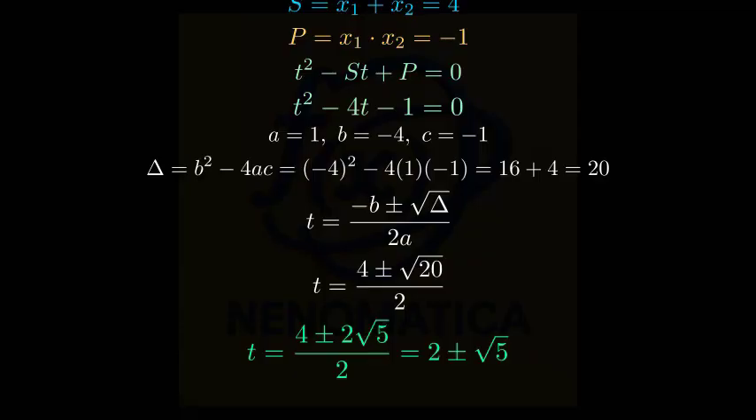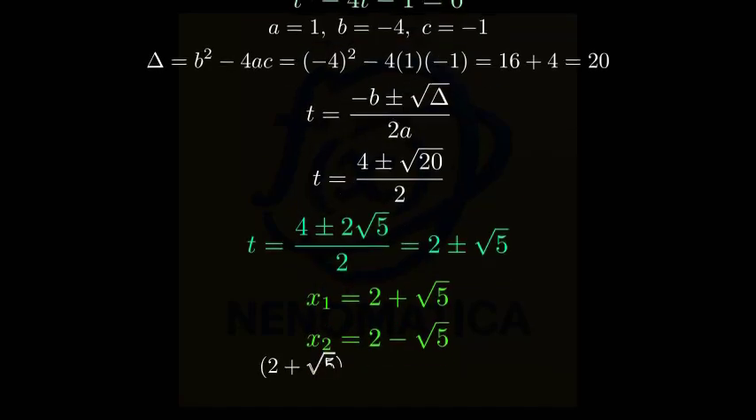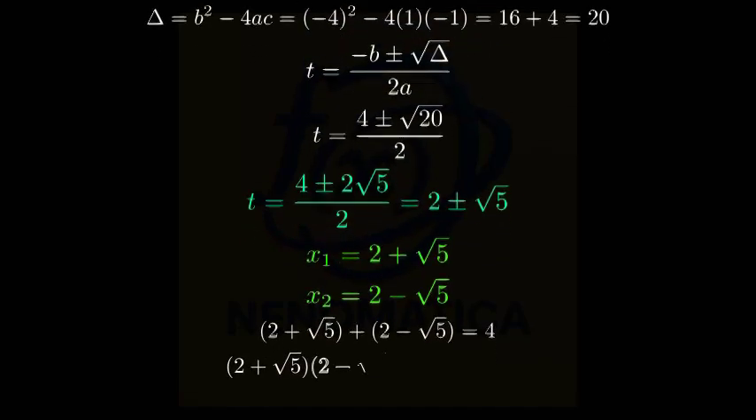That is 4 plus or minus square root of 20 over 2. Square root of 20 simplifies to 2 times square root of 5. So t equals 2 plus or minus square root of 5. Therefore, the two numbers are 2 plus square root of 5 and 2 minus square root of 5.